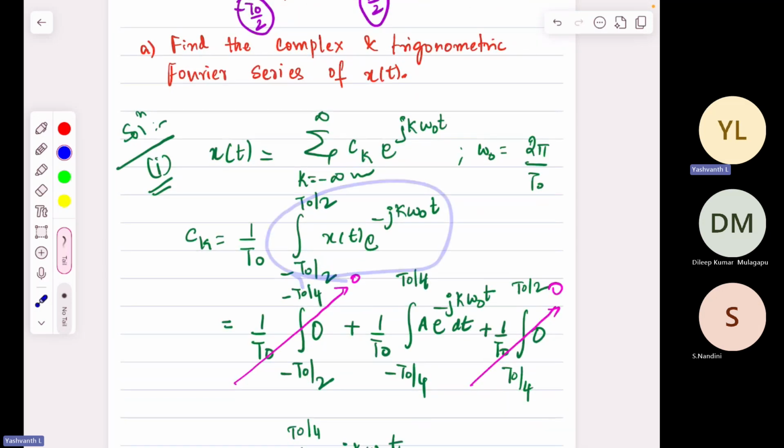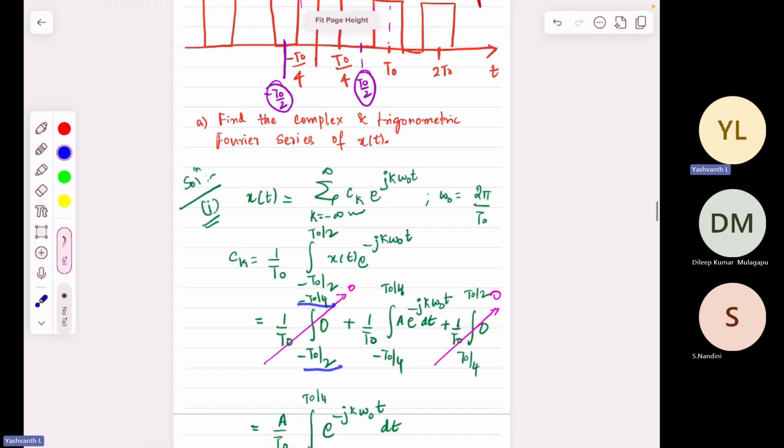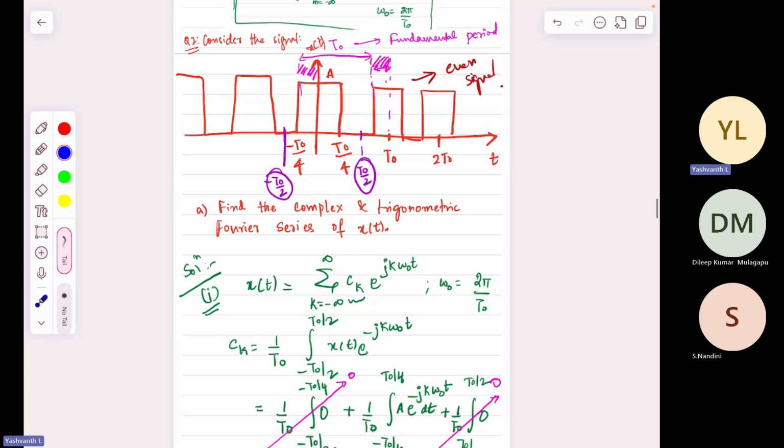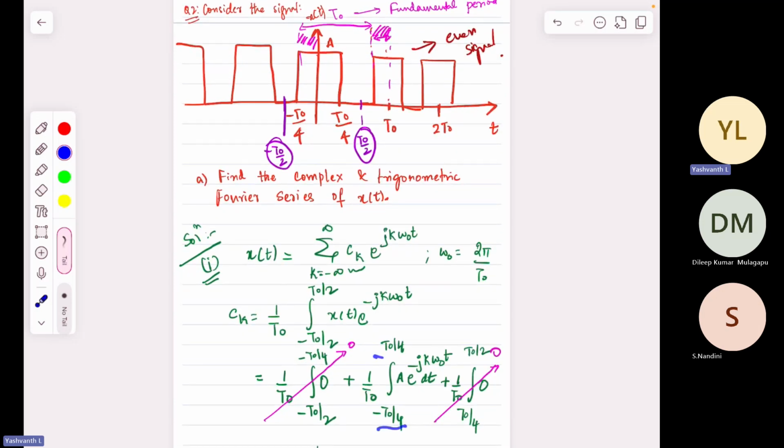You can decompose this as I just said. Minus T naught by 2 to minus T naught by 4: you see this signal, the value is 0, therefore I put 0 and the entire integration goes to 0. The second range is minus T naught by 4 to plus T naught by 4, in which case it takes the value A, so I just put A. The third range is plus T naught by 4 to plus T naught by 2. Again it takes the value 0, so the third integral will also go to 0.